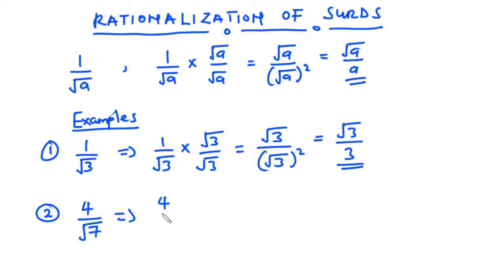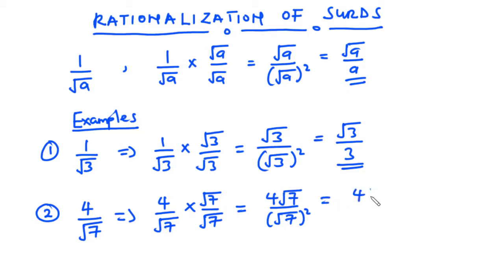So let's rewrite the expression 4 over root 7, and then we multiply top and bottom by root 7 over root 7. So we have 4 times root 7, which is 4 root 7, and then we have root 7 times root 7, which is root 7 all squared. So we have 4 root 7 divided by 7.